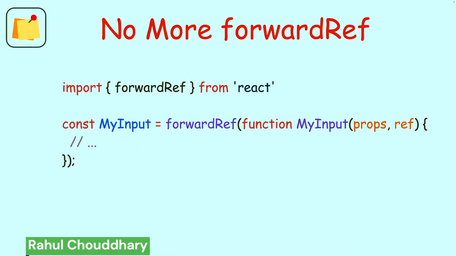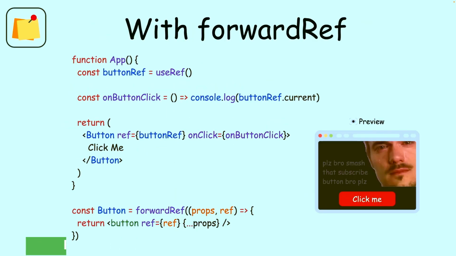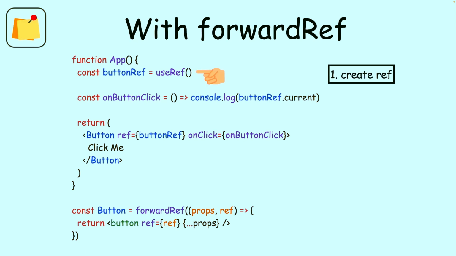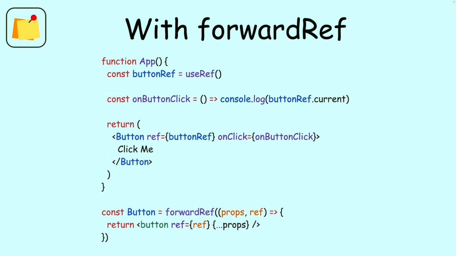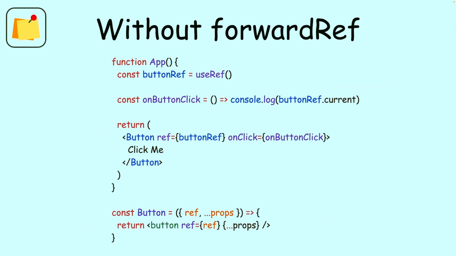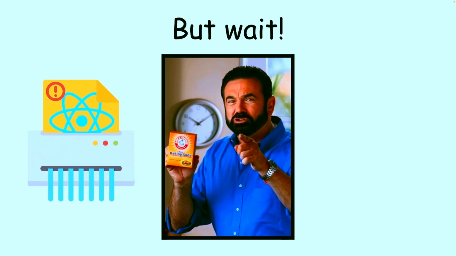In React 19, you also no longer need to use the forwardRef function. Up until now, if you wanted to pass a ref to a child component, you would first create a ref, then pass that ref as a prop to your child component, but to access it, you had to use forwardRef. Now, without forwardRef, take a look at the difference. We can pass ref as a prop and use it just like we would any other prop, which is a really nice improvement. But there's even more React code to remove.